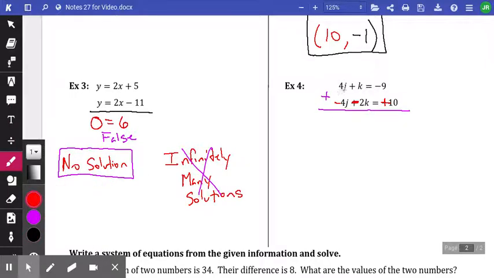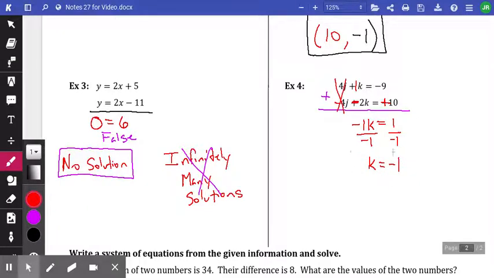Okay, and then what I'm going to have is 4j plus negative 4j, which cancels out. I have positive k plus negative 2k. So I can think of this as 1 minus 2, which is going to give me negative 1, keep the variable k, equals negative 9 plus 10, which is positive 1. Divide both sides by negative 1 because I want to get k by itself, and this is going to give me k equals negative 1.